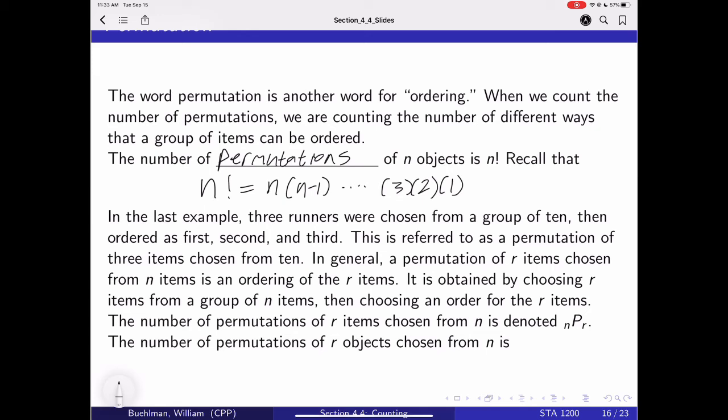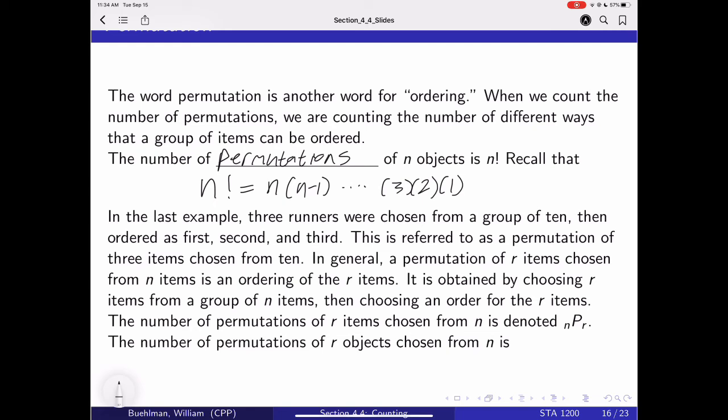In the last example, 3 runners were chosen from a group of 10, then ordered as first, second, and third. This is referred to as a permutation of 3 items chosen from 10. In general, a permutation of r items chosen from n items is an ordering of the r items. It is obtained by choosing r items from a group of n items, then choosing an order for the r items. The number of permutations of r items chosen from n is denoted as nPr.